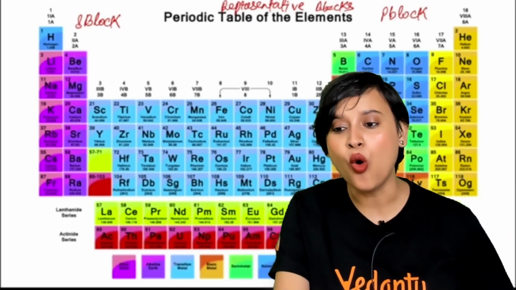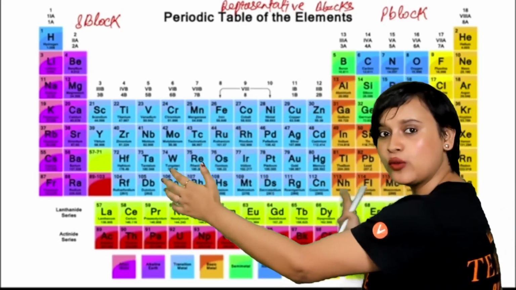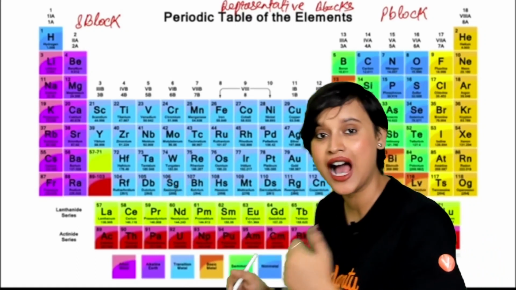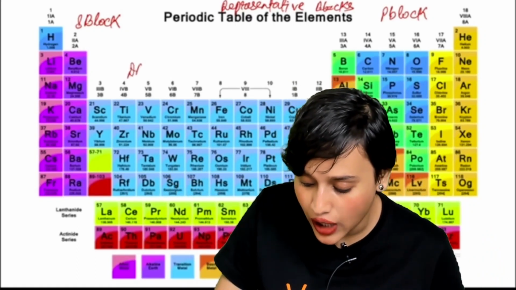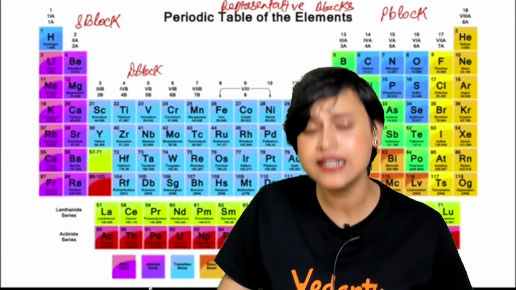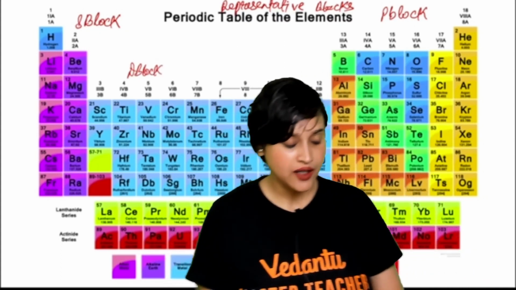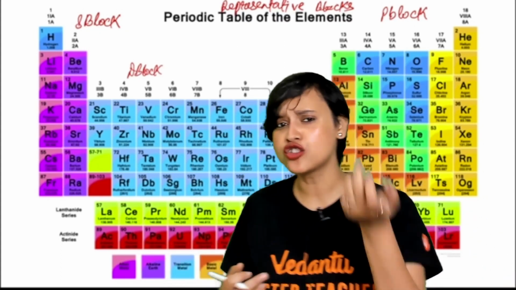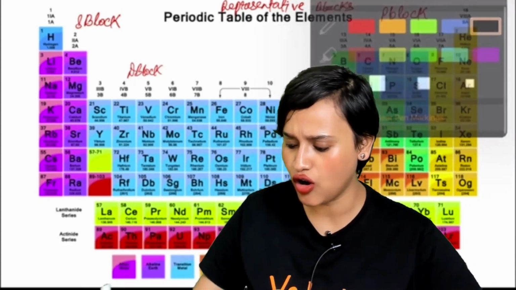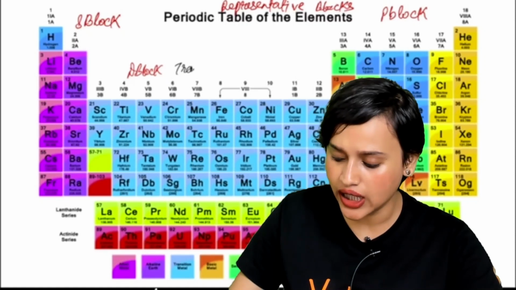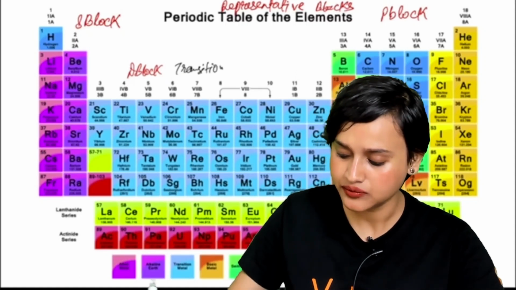And what falls in between these two representative blocks? You have the D block elements. Now, what is the speciality of the D block elements? They are also called transition elements. You must have heard about it. They are also called transition elements, isn't it?